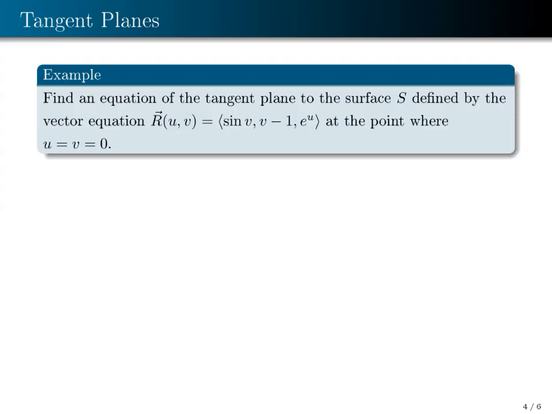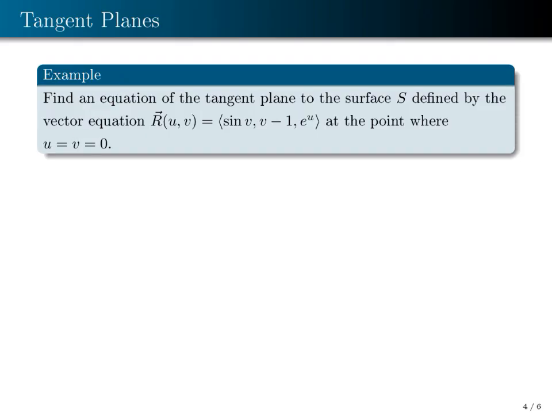We illustrate what we have learned in this video in the next two examples. For the first example, we are being asked to find an equation of the plane tangent to the surface S defined by the vector equation r of u,v with components sine v, v minus 1, e to the u at the point where both u and v are 0.